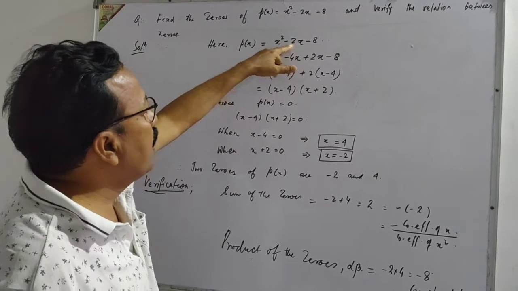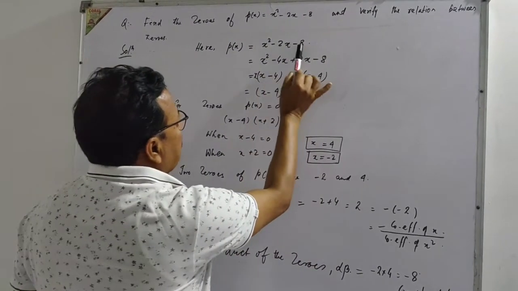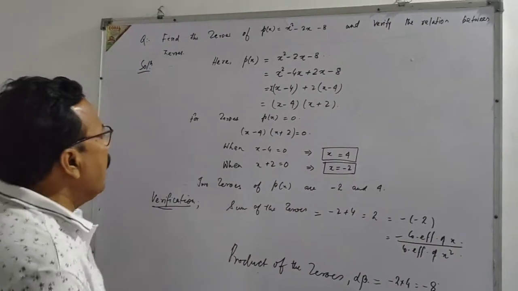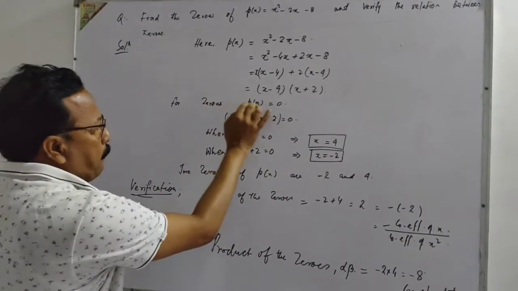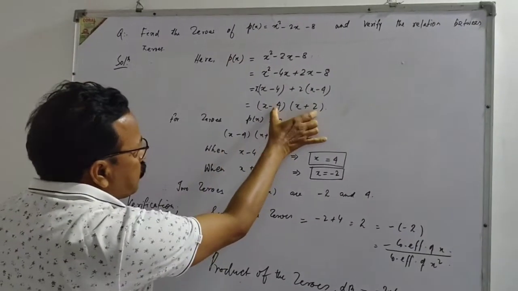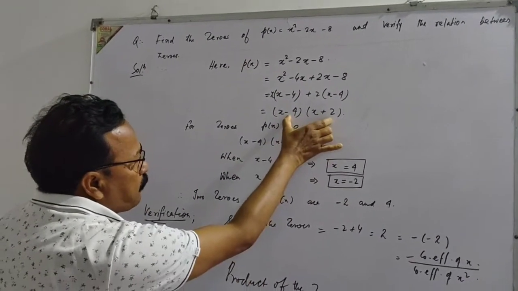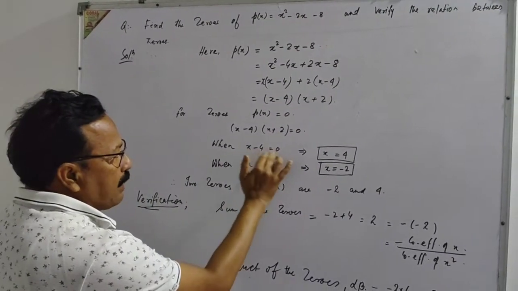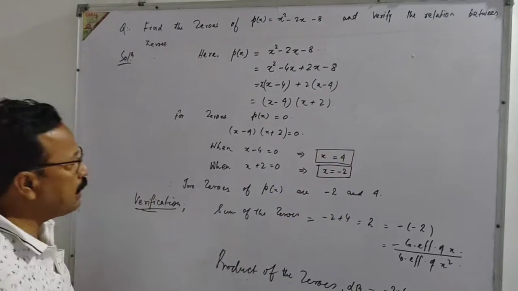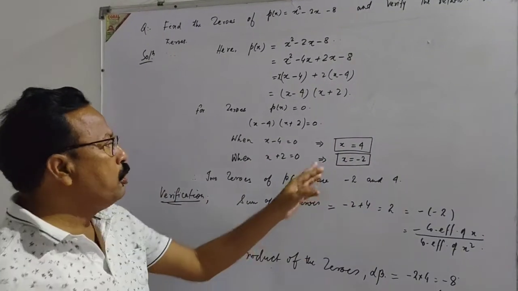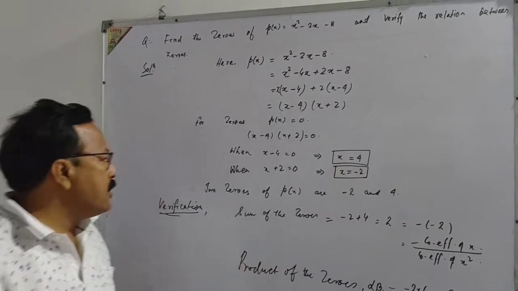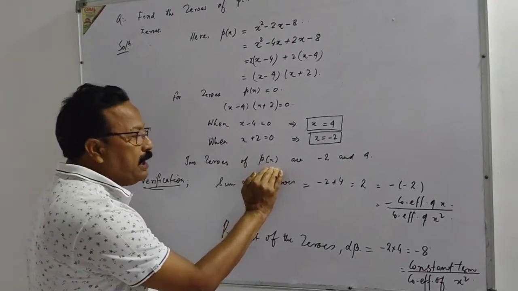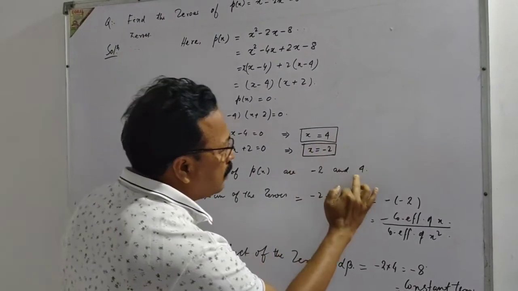split the middle term. On splitting this middle term, we get two factors, and for the zeros of p(x), this must be equal to 0. We have equated the product of the factors to 0, and when x minus 4, one factor, equals 0, we will get x equals 4, and when x plus 2 equals 0, we get x equals minus 2. Hence we can say the two zeros of the polynomial p(x) are -2 and 4.